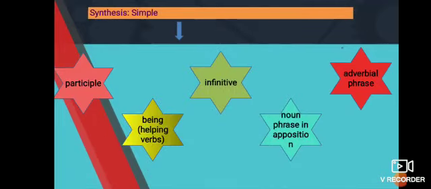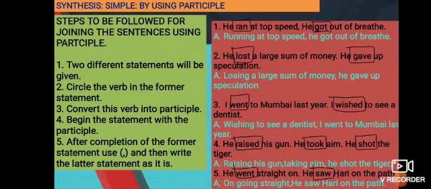This is what the simple sentences get categorized into. We can join the sentences and make a simple statement using a participle, that is a verbal adjective, verb plus ing; using helping verbs, am, is, are, was, were, has, have, had; an infinitive, to plus verb; a noun or noun phrase in apposition; and the adverbial phrase. These are the 5 different ways in which you can take numerous statements and make them into one simple statement. Today in this session, children, I'll be teaching you only how to synthesize a few or numerous sentences into a simple one by using only the participle.